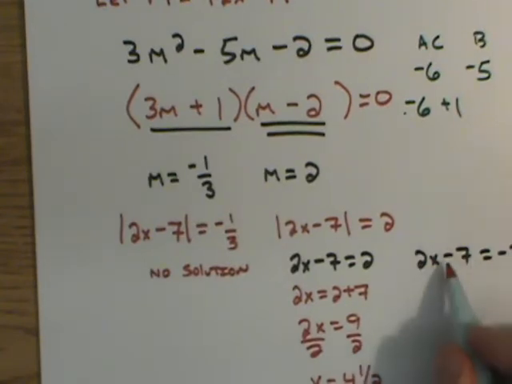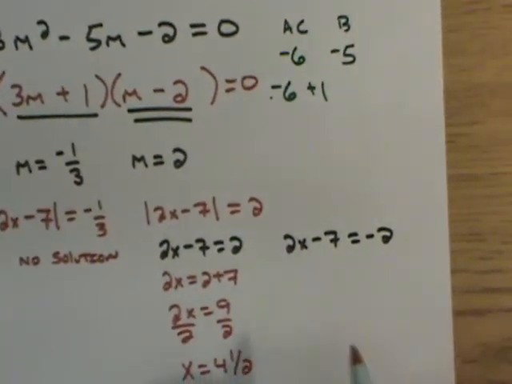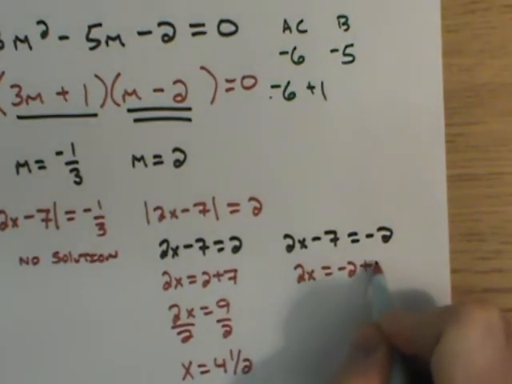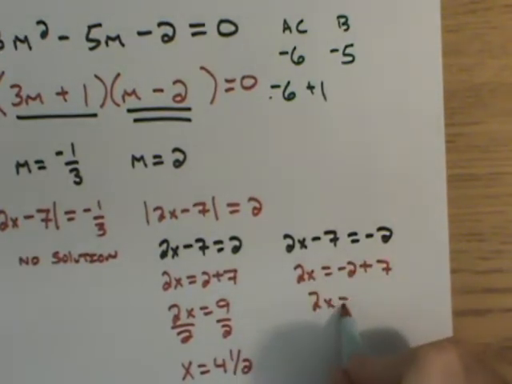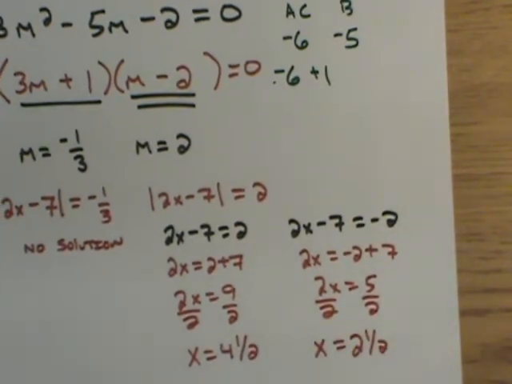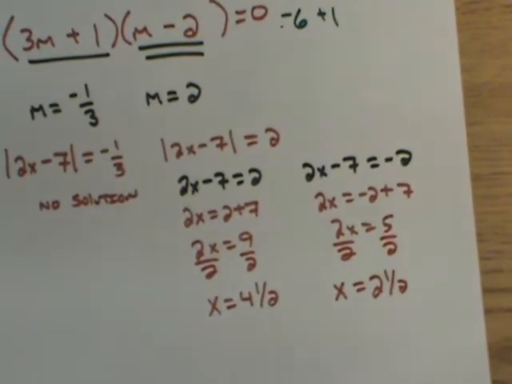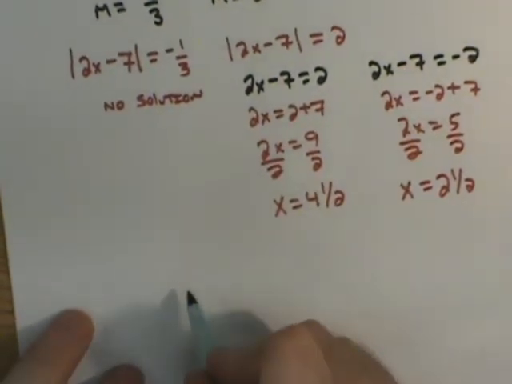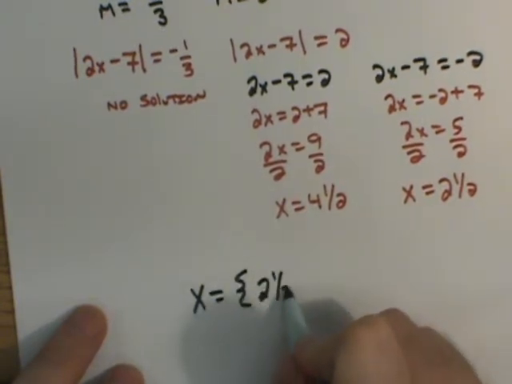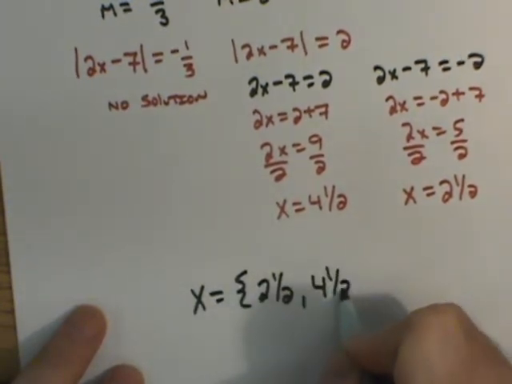In case 2, I'll move that 7 over. As I move the 7 over, it'll be 2x is equal to negative 2 plus 7. 2x is equal to 5. Divide by 2, divide by 2. X would be 2 1/2. Since I did get two solutions here, I would write a finite solution set. I would say x equals the set 2 1/2, 4 1/2.